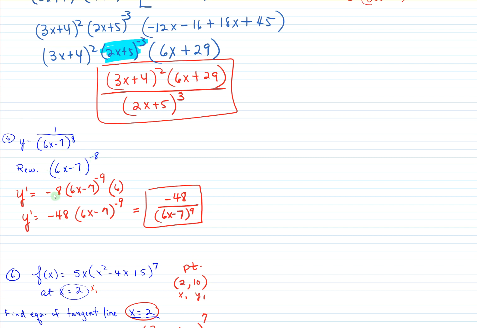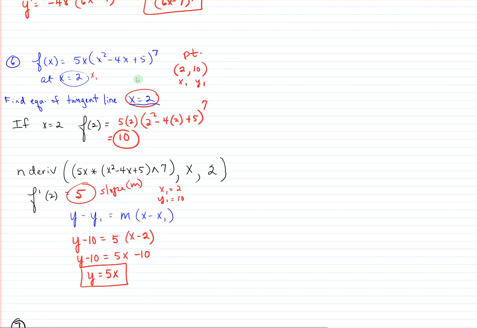Negative 8 comes to the front. That negative 8 becomes a negative 9 times the derivative of the inside, which is 6. So 6 times negative 8 is negative 48 times that to the negative 9. Because we want to lose the negative exponent, it goes to the bottom and the exponent becomes positive. So that is your answer there.